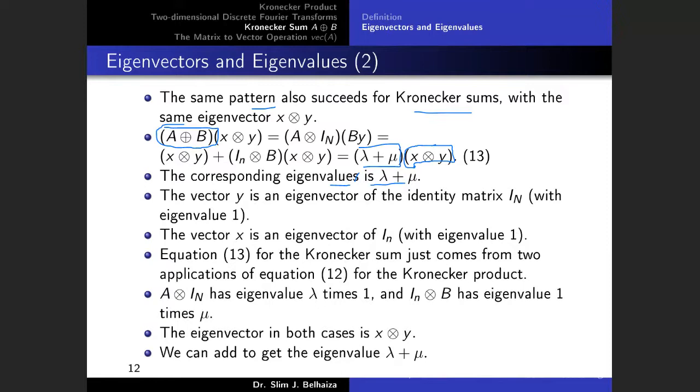Why is that happening? Because Y is an eigenvector of the identity matrix, In. Similarly, X is an eigenvector of the identity matrix of size small n, and that corresponding eigenvalue is 1. And that equation 13 for the Kronecker sum just comes from the two applications of equation 12, the previous slide, for the Kronecker product. And you add up, you get the lambda plus mu eigenvalue.